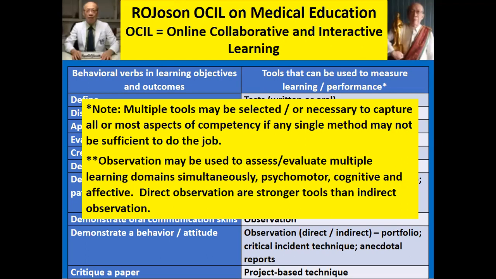Note again, multiple tools may be necessary to capture most aspects of a competency if any single method is not sufficient to do the job. Observation may be used to assess multiple learning domains simultaneously. And direct observation is a stronger tool than indirect observation.